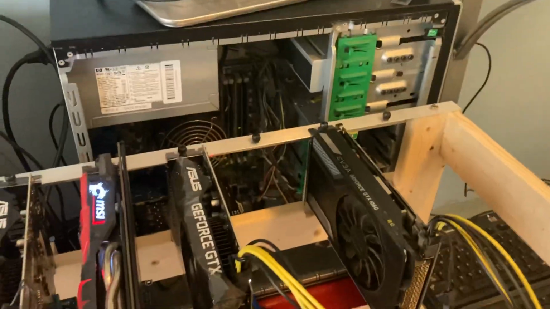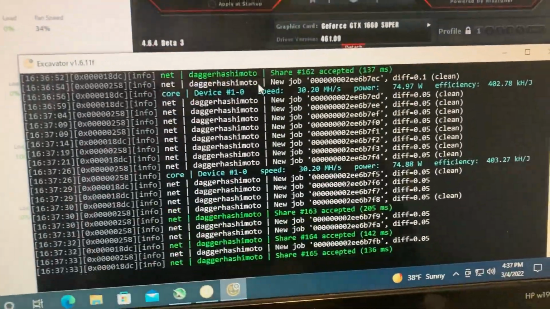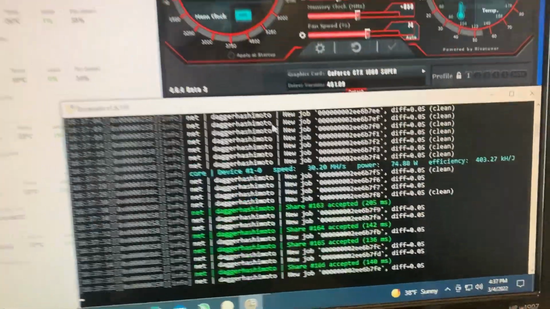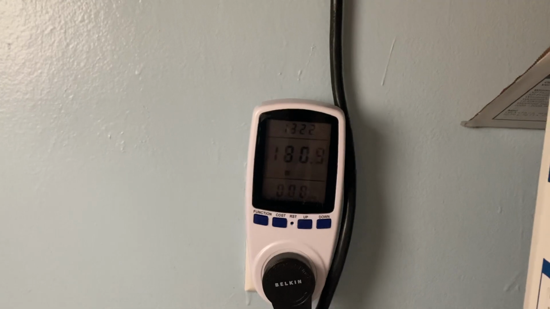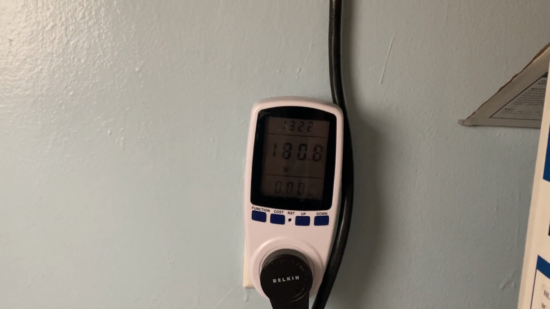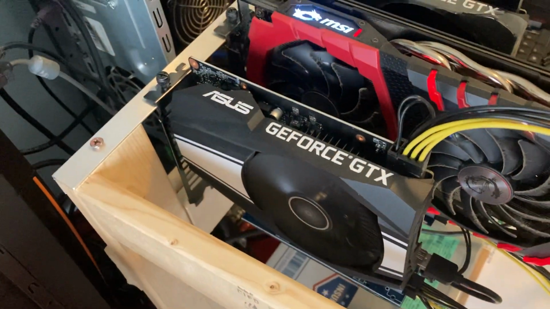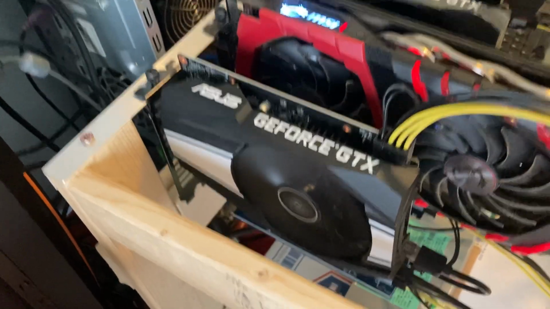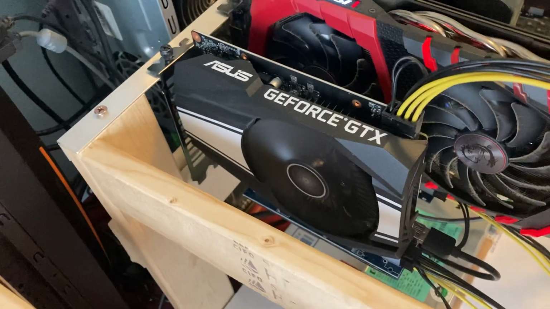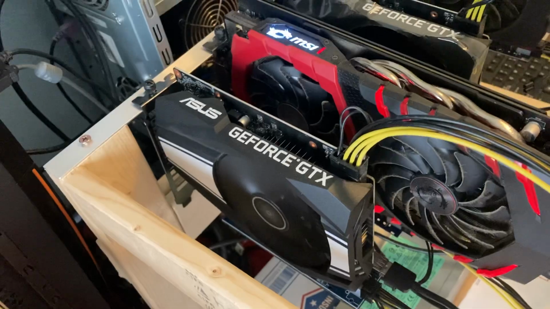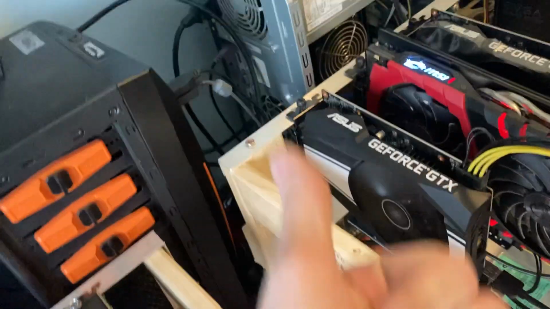Now the efficiency on this card is pretty good. It's a little bit better than these 1060 gigs. So we're doing about 75 watts on the computer, but if we look down here at the power meter, we're doing about 180 watts at the wall. So 180 watts for about 30 mega hash on this Asus Phoenix 1660 Super 6GB card. Efficiency wise, I would say this is a pretty decent card, so yes, I recommend it.